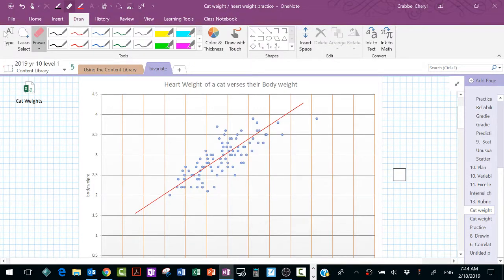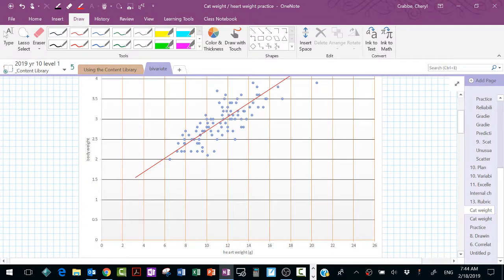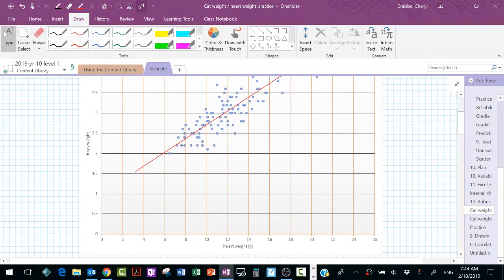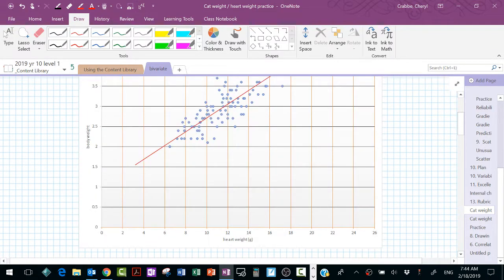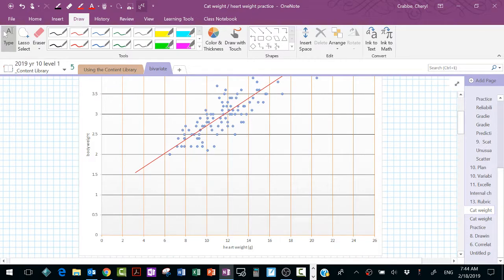Okay, we're just going to take a look and talk a little bit about this cat data. First thing that we need to do is make sure that our graph reflects our variables. So we've got heart rate on the x-axis, and we've got body weight on the y-axis. So when we go to describe our variables, what are the variables and what do we call them? So the heart rate is our explanatory variable, it's on the x-axis, and our body weight is the response variable on our y-axis.